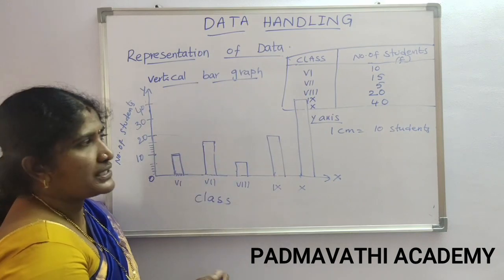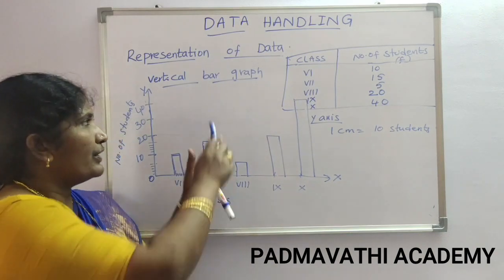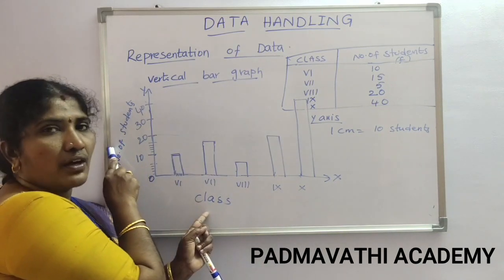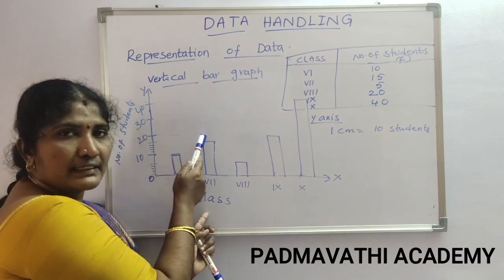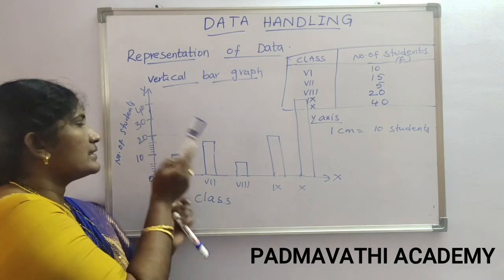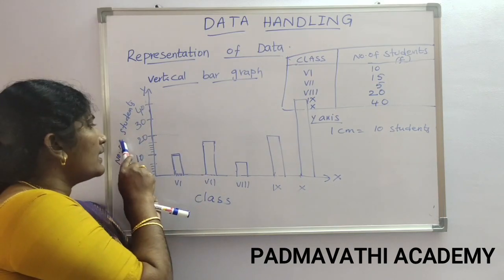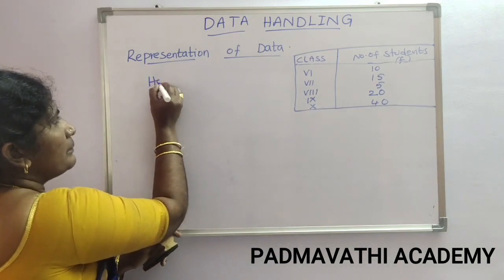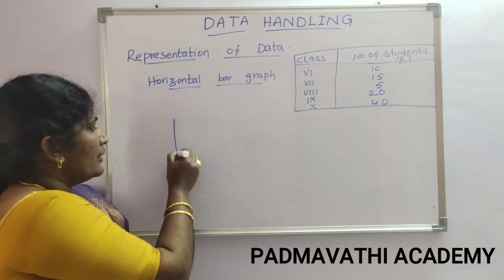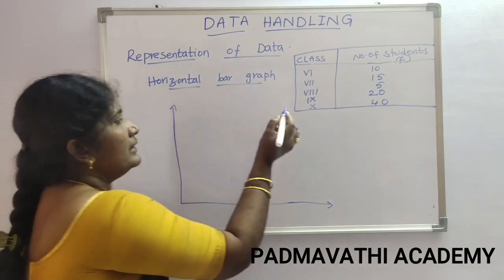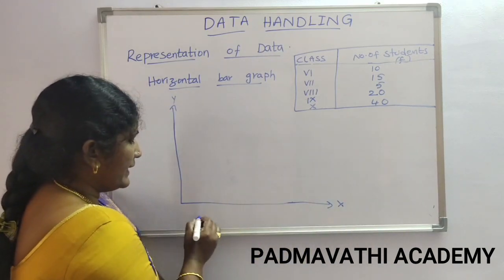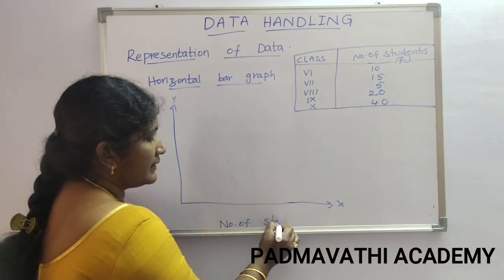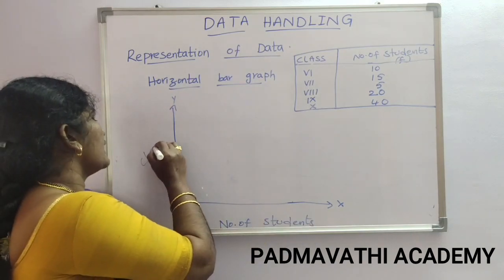That is the vertical bar representation. Now, horizontal bar. For the vertical bar, we took classes on the x-axis and the number of students on the y-axis. For a horizontal bar graph, it is reversed: classes should be taken on the y-axis and the number of students on the x-axis. Before, on the x-axis we took classes. Now the number of students we take on the x-axis, and the y-axis we take classes.